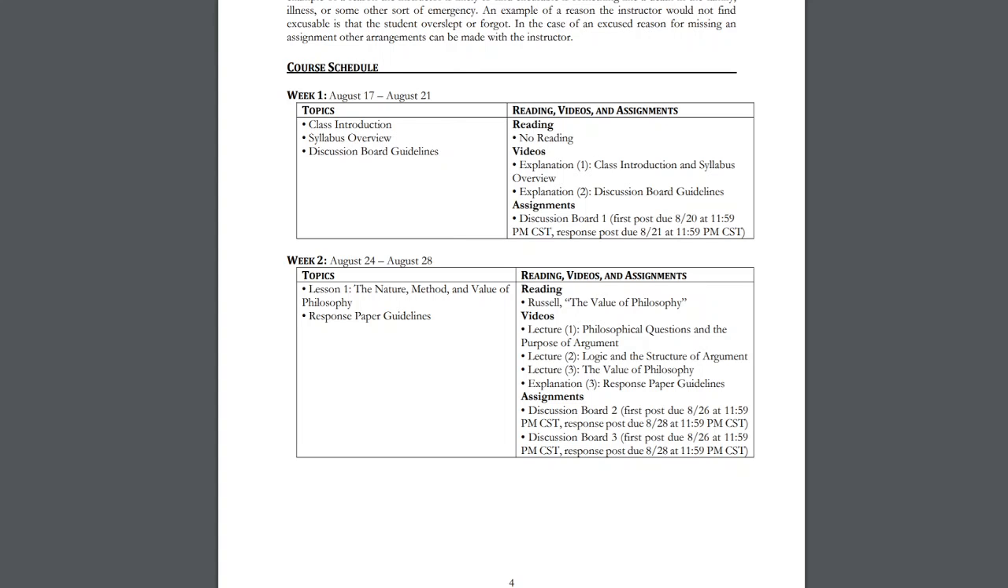Compare that to week 2. If we go down to assignments, you'll see that there are 2 discussion board assignments due this week. Discussion board 2 and discussion board 3, also with an indication of when the specific posts for those assignments are due. So if you have any questions about when to turn it in and what discussion boards you're required to complete in any given week, please consult the course schedule.